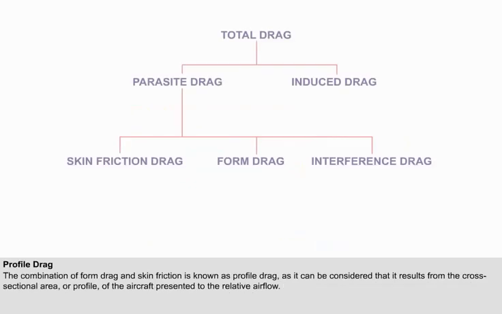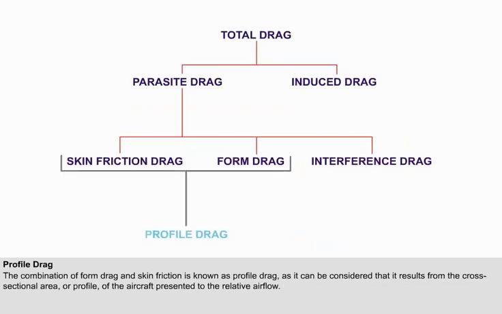The combination of form drag and skin friction is known as profile drag, as it can be considered that it results from the cross-sectional area or profile of the aircraft presented to the relative airflow.